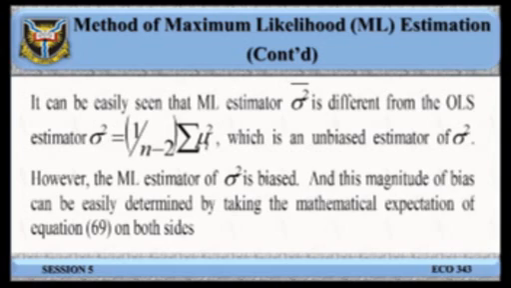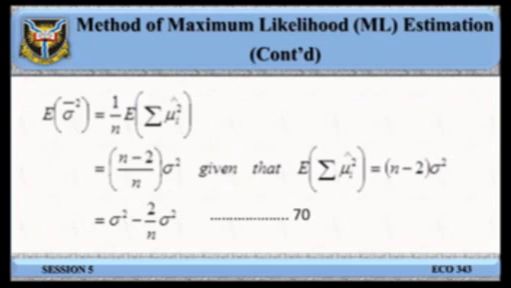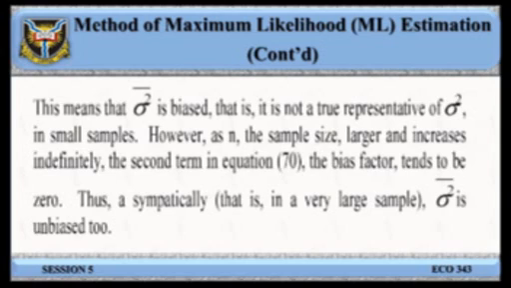below. It can be easily seen that the ML estimator is different from the OLS estimator, which is equal to 1 over n minus 2 bracket summation mu i squared, which is an unbiased estimator of variance. However, the ML estimator of variance is biased, and this magnitude of bias can be easily determined by taking the mathematical expectation of equation 69 on both sides. In the equation below, this means that variance is biased, that is, it is not a true representative of sigma squared in small samples.